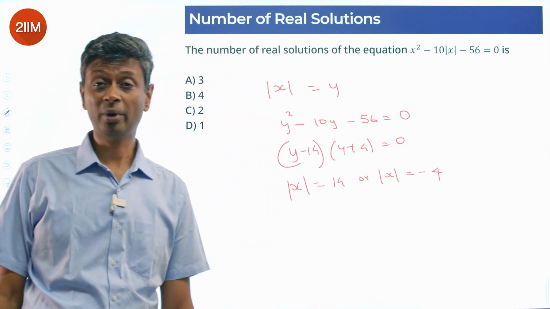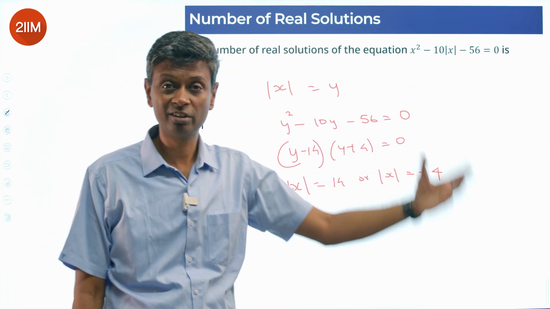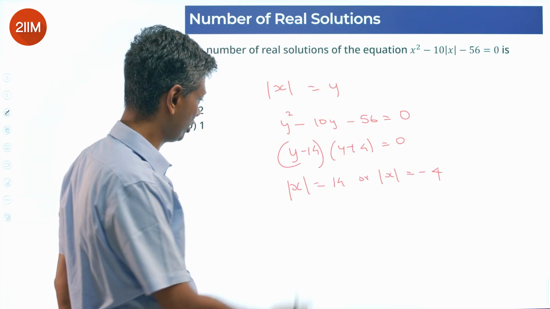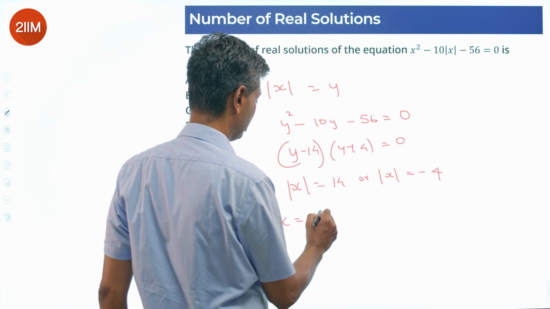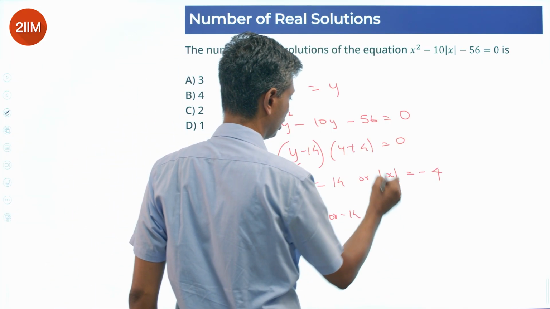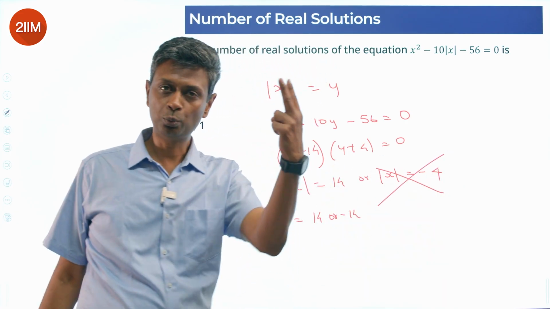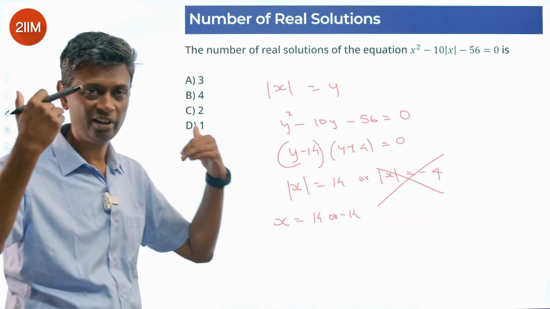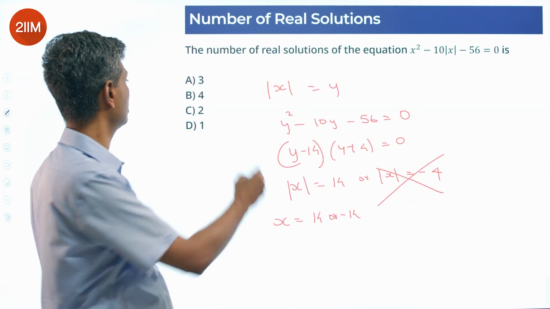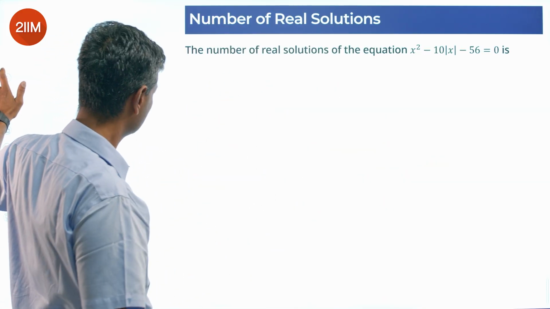|x| cannot be −4. This is a quadratic in |x|. |x| cannot be −4. |x| can be 14. That means x could be 14 or −14. No solution here. Two possible solutions. Freebie, take it. Number of solutions to these equations: 2.